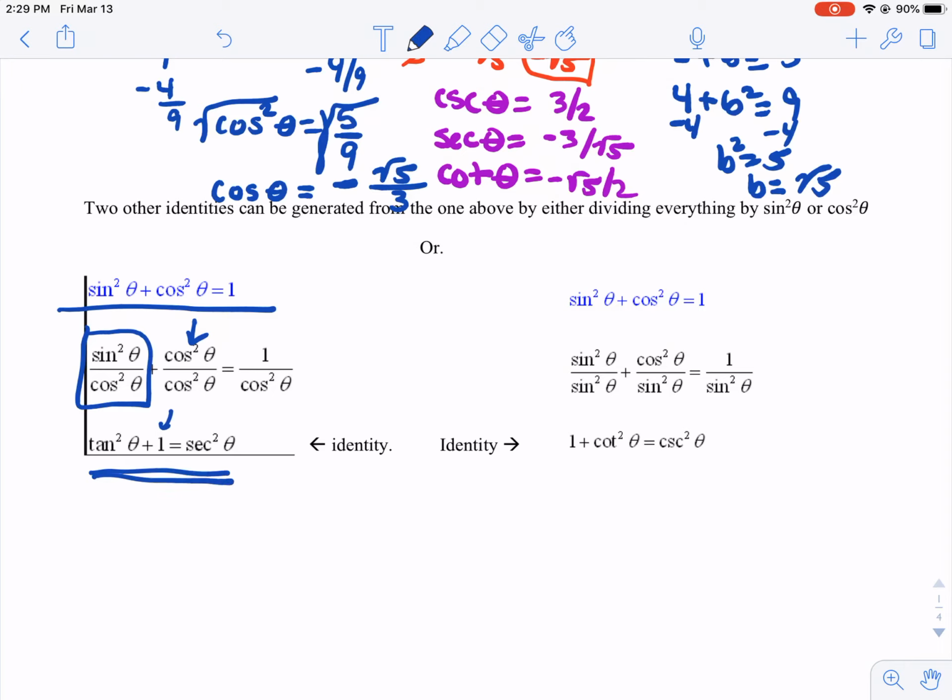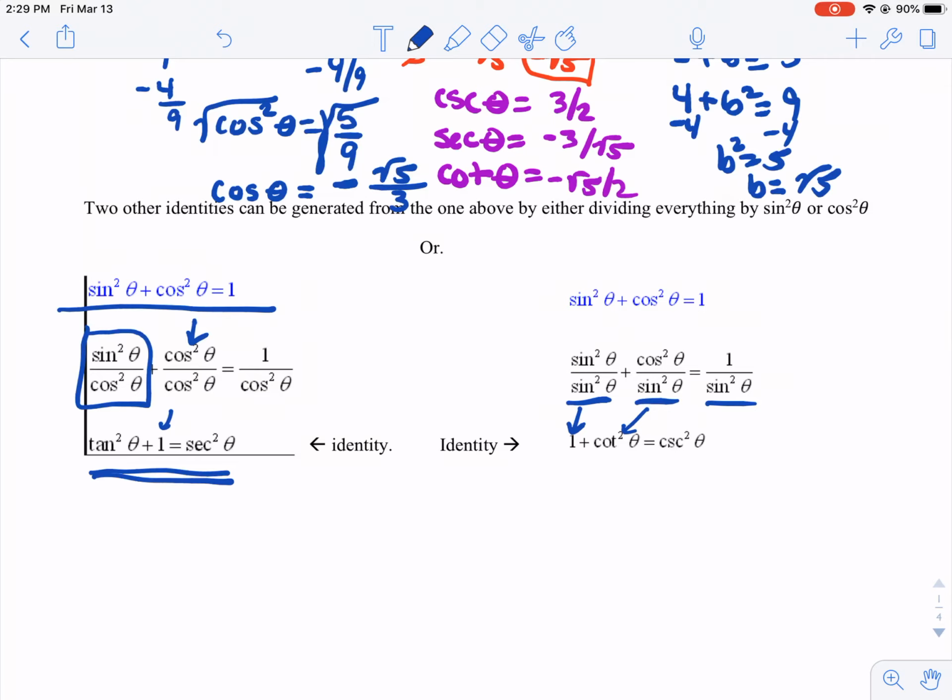Likewise, you can do the same thing by dividing everybody by a sine squared. So that first term turns into a 1. Cosine over sine is upside down from what we usually use for tan. Well, a tan that gets flipped over is a cotan, so cotan squared.